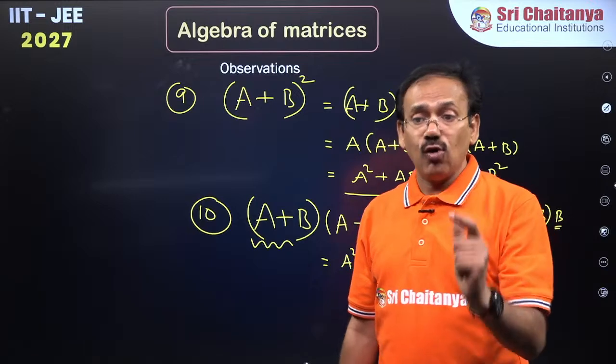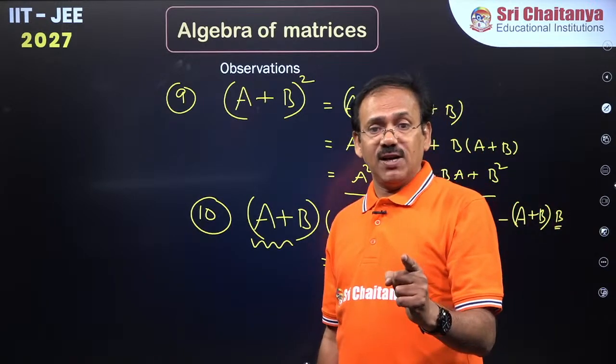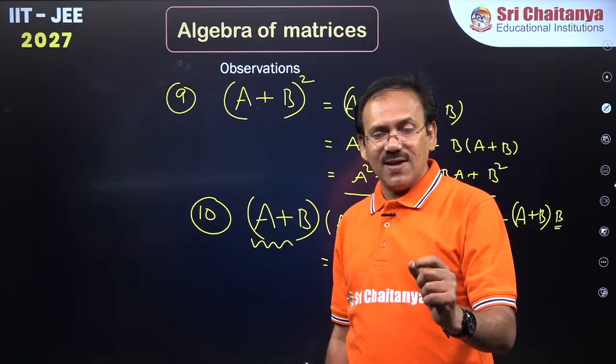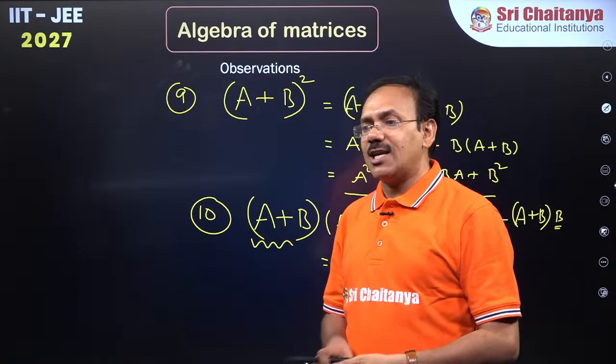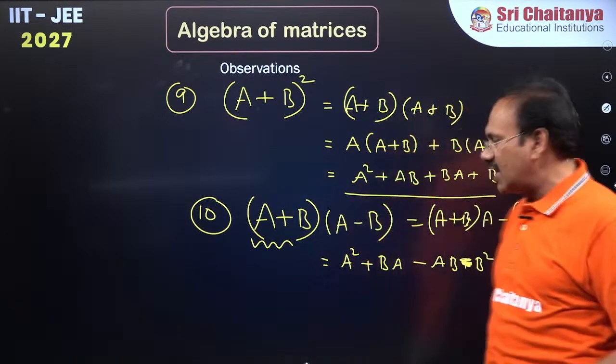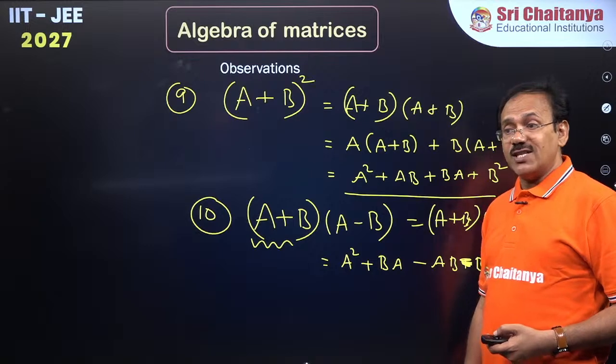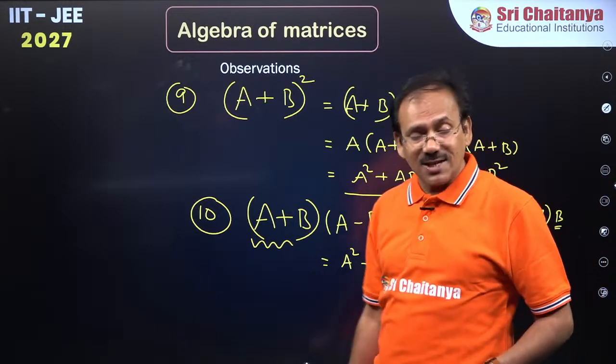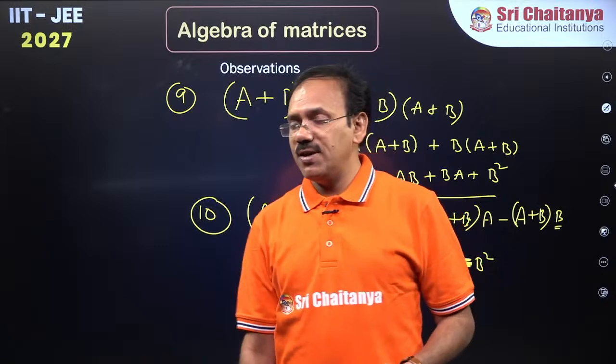Got it? So be careful with matrix multiplication. There are very, very important things. Matrix multiplication is not commutative. So the zero divisors property is also not there. That is, AB equal to 0 doesn't imply A is 0 or B is 0.